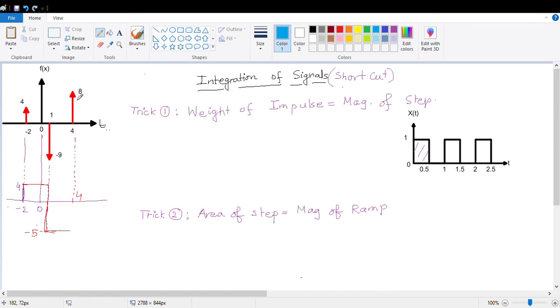Now here what we are getting? We are getting the value as 8. So our step will be of 8 unit. Understood? So our step will be of 8 unit.